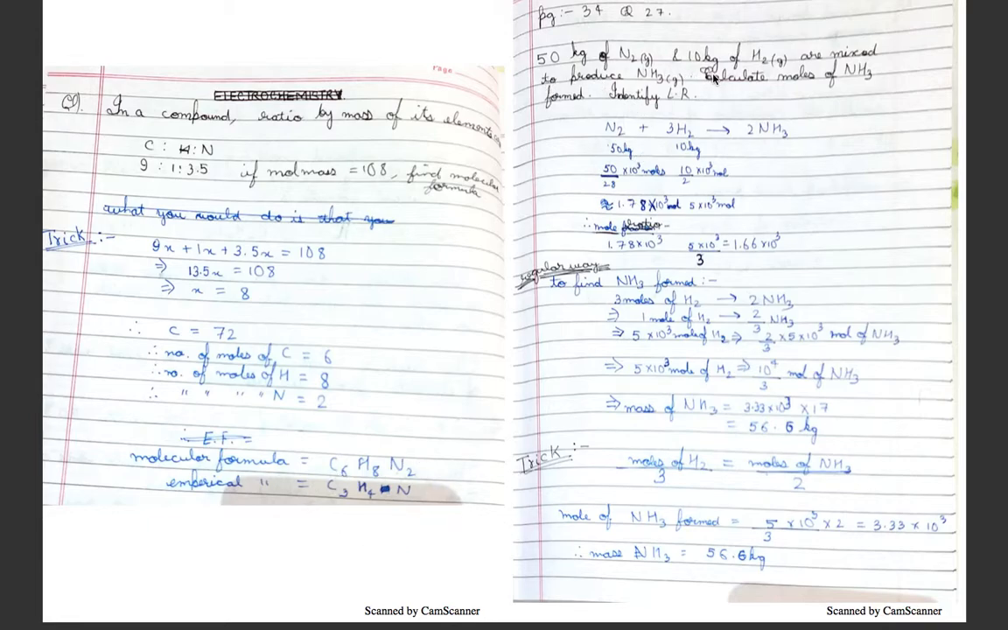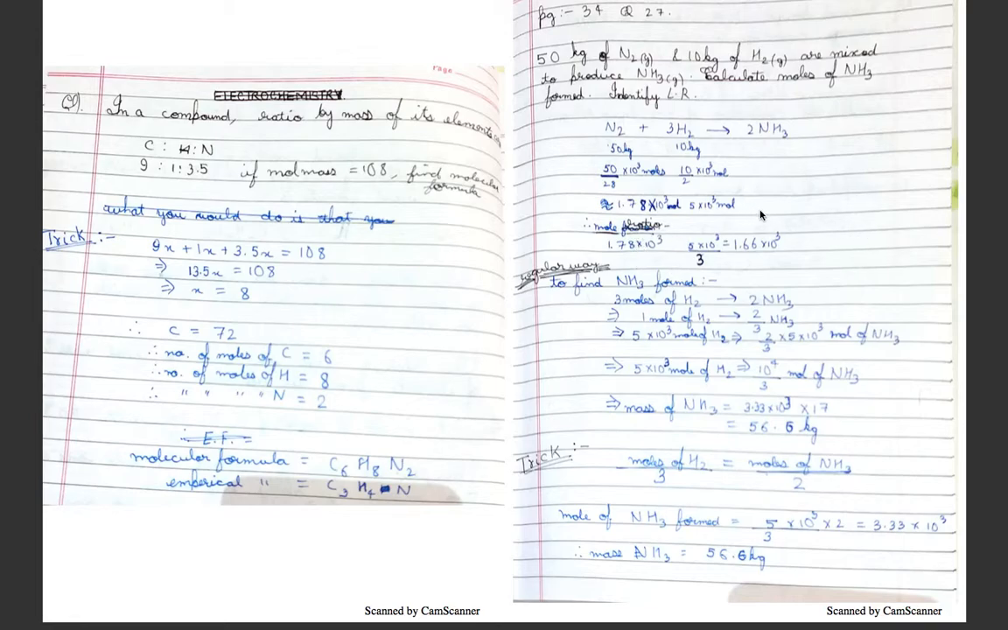50 kg of nitrogen and 10 kg of hydrogen are mixed to produce NH3. Calculate the moles of NH3 formed. Identify the limiting reagent. So how people solve this is: first they try to calculate the number of moles, and then they also try to find the mole ratio.